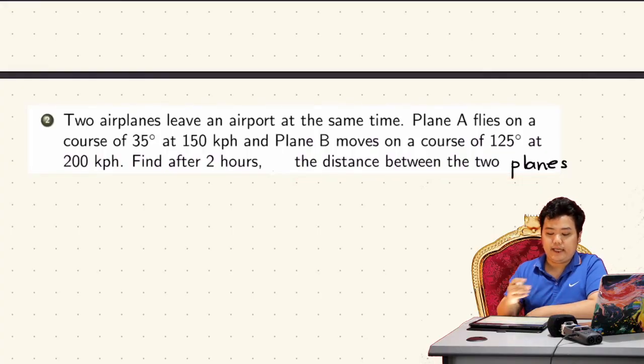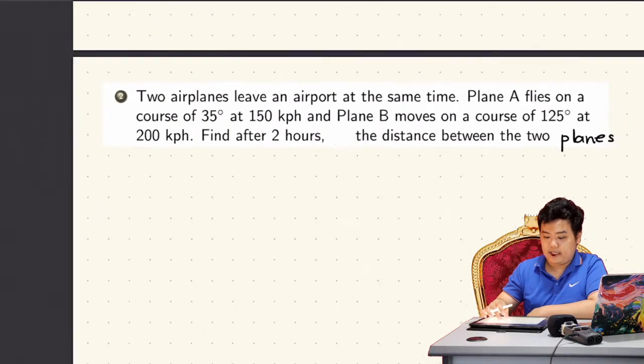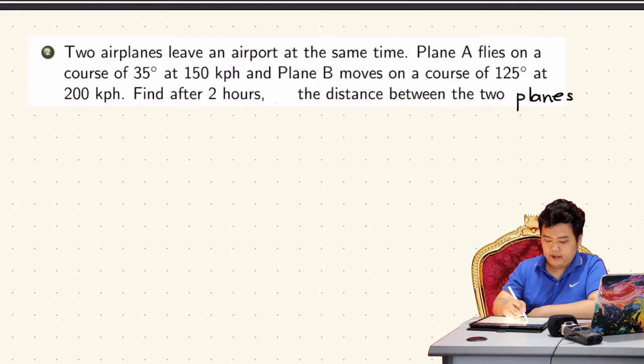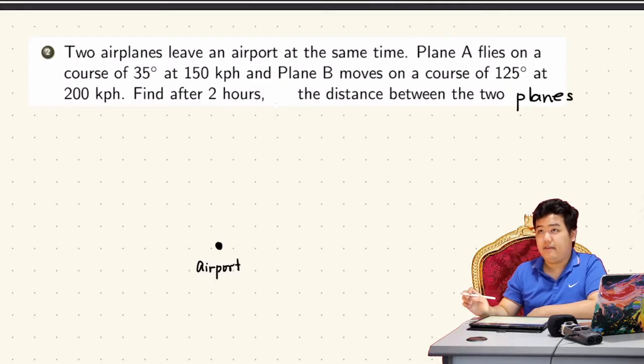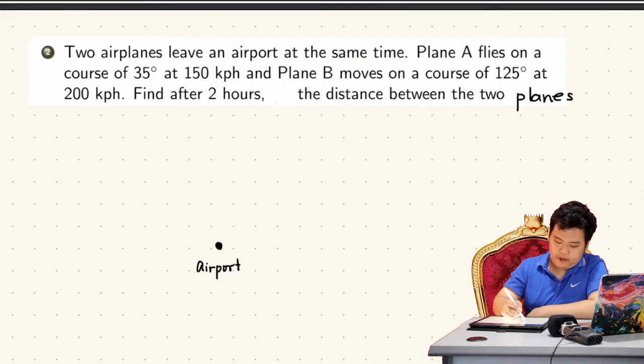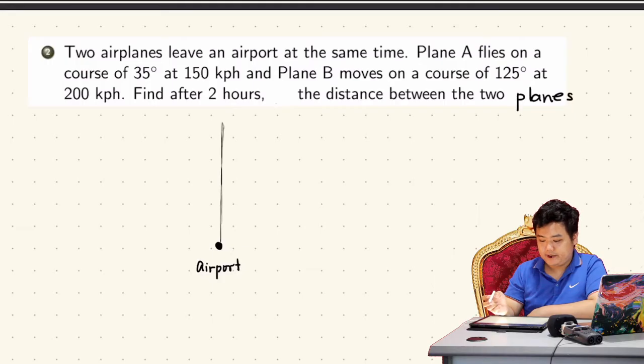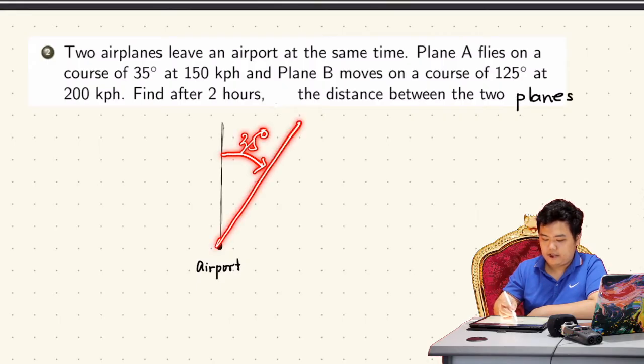So, kailangan natin ng diagram talaga dito para magets natin. So, let's say, this is the airport. So, si plane A, nag-travel ng 150 kilometers per hour at the course of 35 degrees. So, paano ba minimeasure yung course? From the north, clockwise, 35 degrees. So, clockwise, 35 degrees. Okay, so this is plane A.